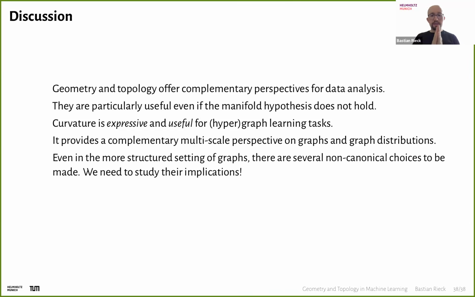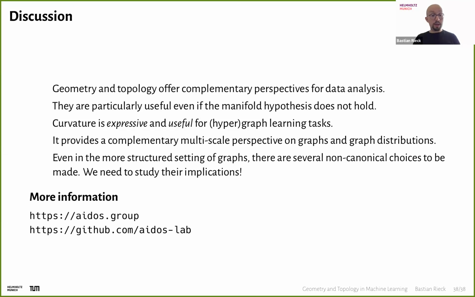I want to stress, of course, that there are some non-canonical choices to be made here. In particular, the choice of the probability measure still needs to be studied. So there's lots of additional work to be done. In particular, we need to understand whether the choices that we make in these probability measures lead to any issues, whether they limit our expressivity in a formal way.